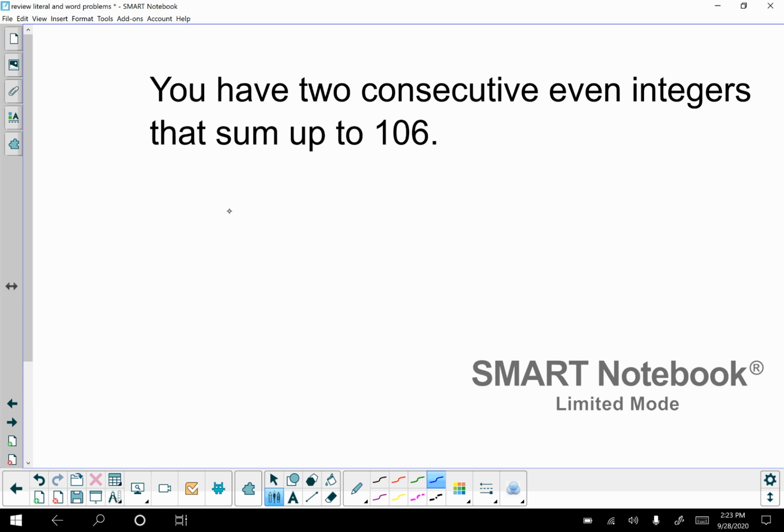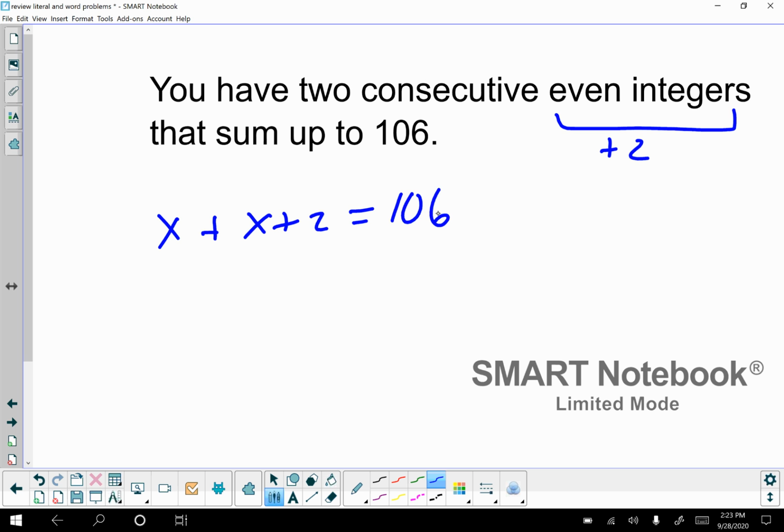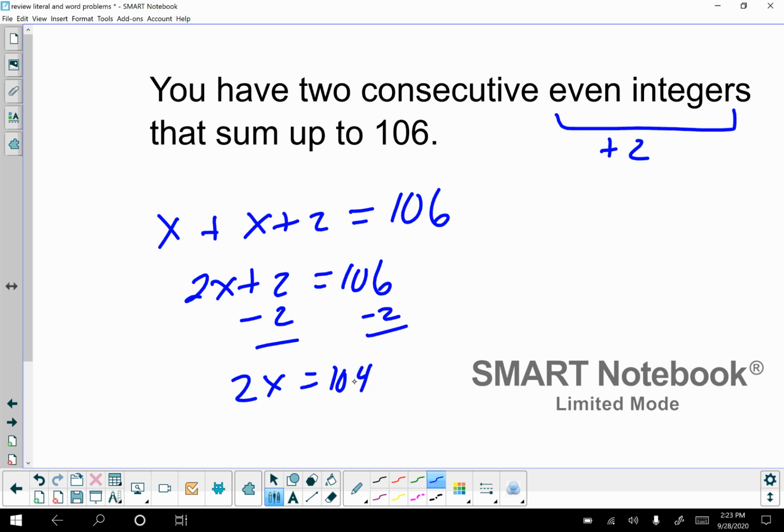You have two consecutive even integers. So remember that if they're even, you have to add 2 to get to the next one. So if I have x and x plus 2, those are my two integers. So that's equal to 106. So x plus x is 2x plus 2 equals 106. Subtract 2, subtract 2. So 2x is equal to 104.